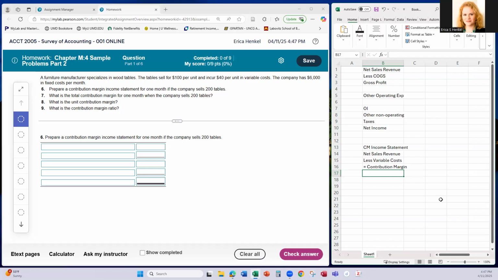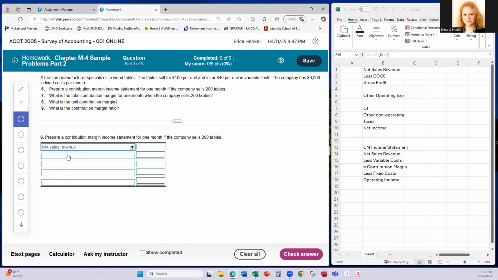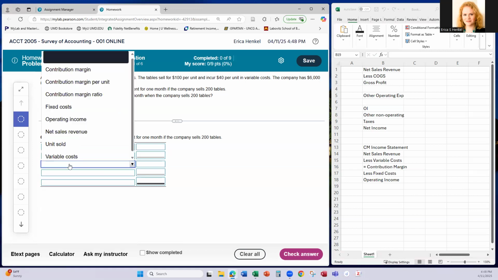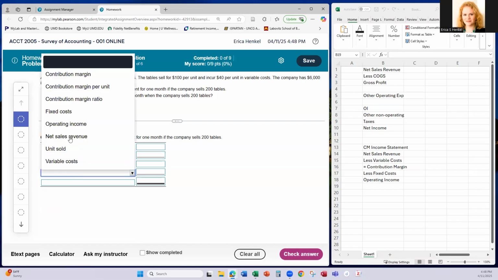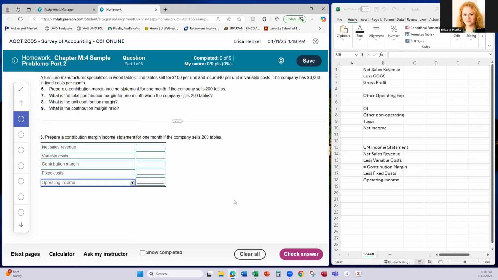All right, so after our contribution margin, we subtract out our fixed costs, and then that gets us to our operating income, okay? So over here, we're going to take our net sales revenue minus our variable costs to arrive at our contribution margin. And then from our contribution margin, we will subtract our fixed costs to arrive at our operating income.